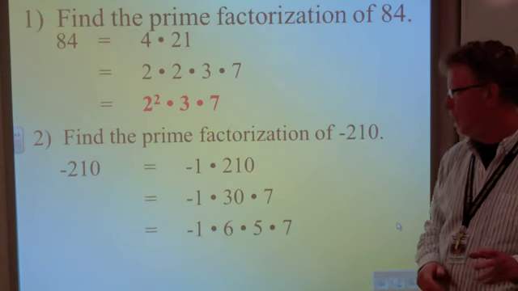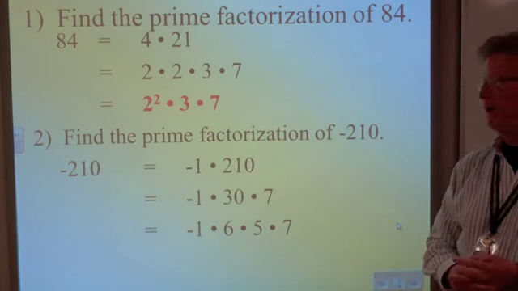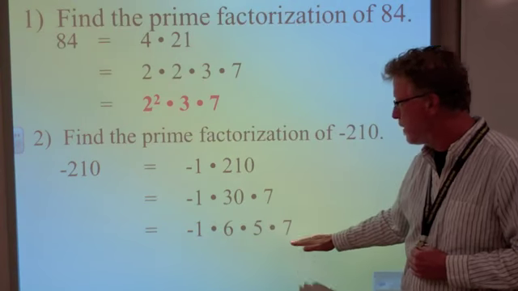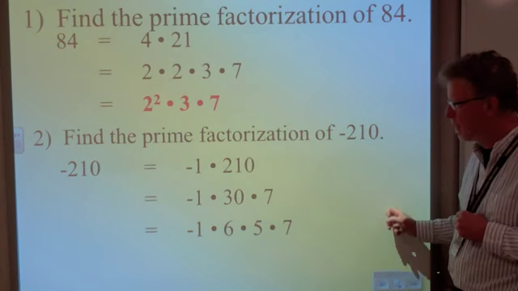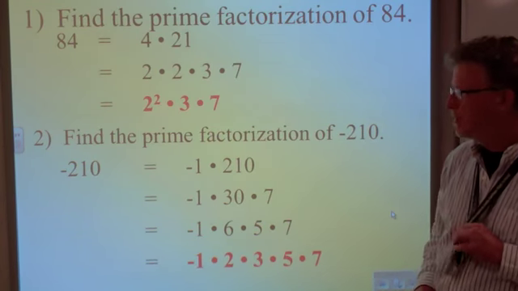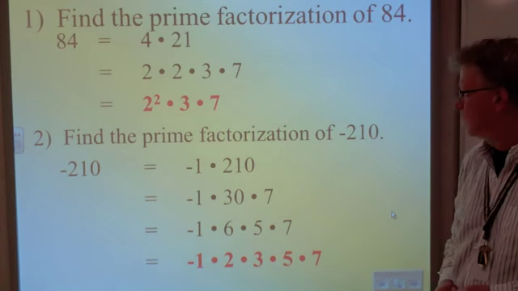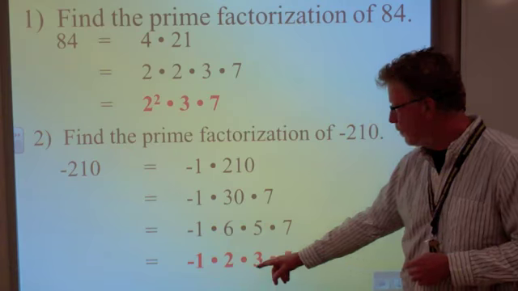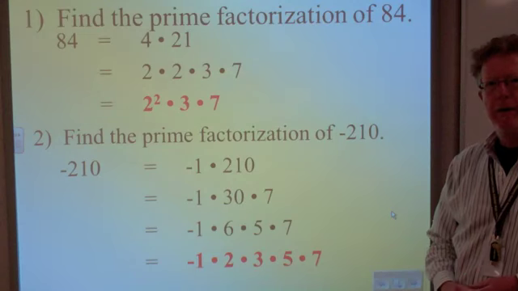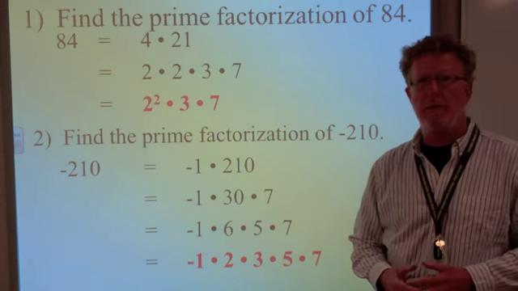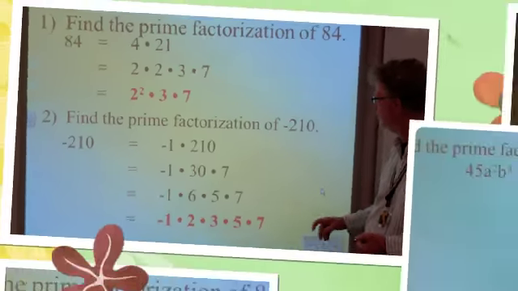And my next question would be, can we break anything else down in this string of numbers? Hopefully you recognize that the 6 can be broken down into 2 times 3. So the ultimate prime factorization of negative 210 is negative 1 times 2 times 3 times 5 times 7. And the product of those numbers would be negative 210.